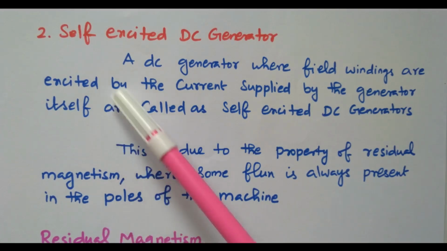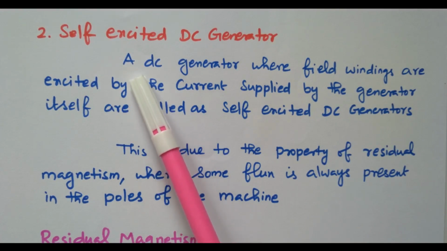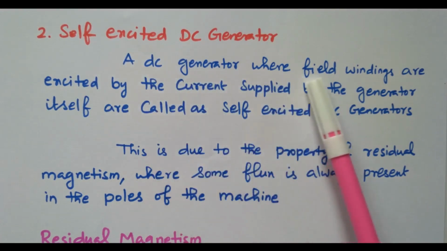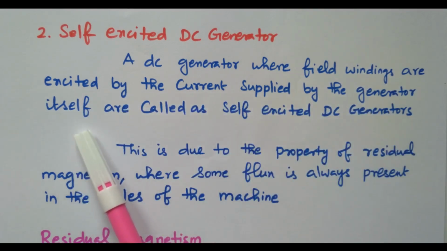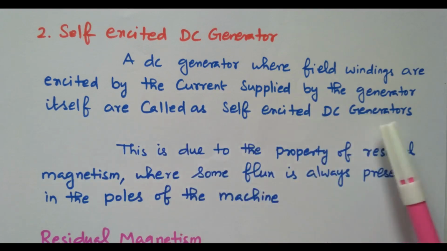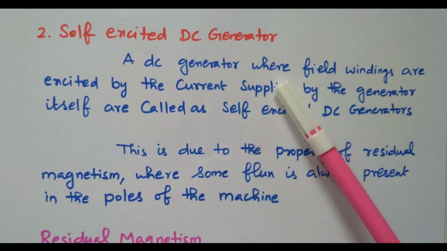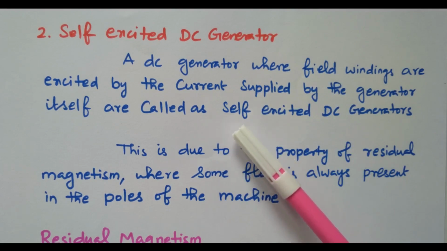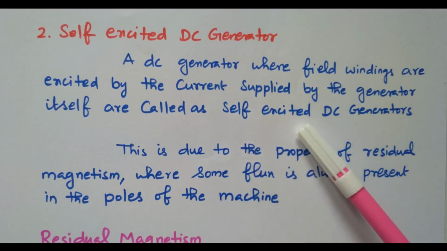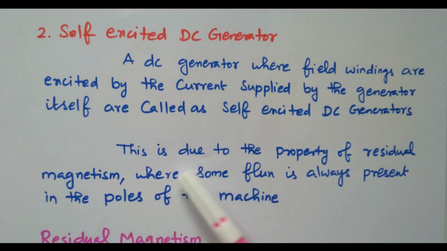Self-excited DC generator. In the previous one, separate excitation was given. Now it is self-excited, that is a DC generator where the field windings are excited by the current supplied by the generator itself, called a self-excited DC generator, right? There is no external circuit required. How is it possible? This is due to the property of residual magnetism.